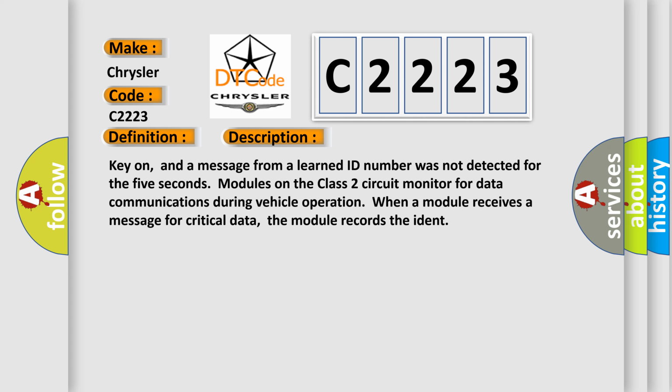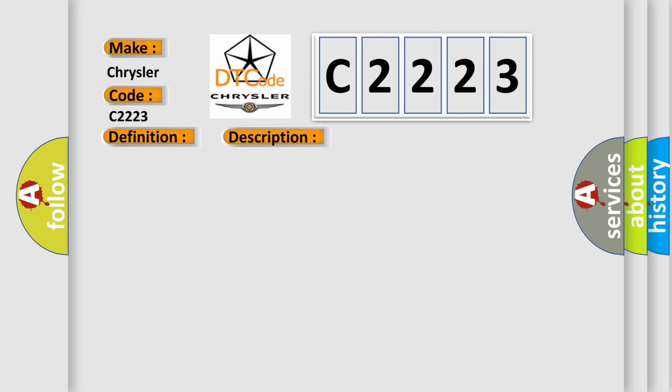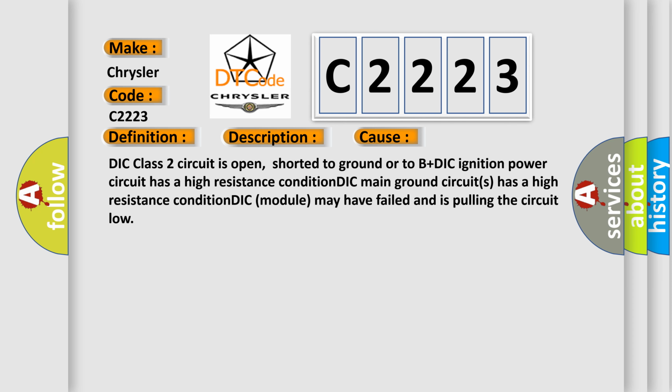Key on, and a message from a learned ID number was not detected for 5 seconds. Modules on the Class 2 circuit monitor for data communications during vehicle operation. When a module receives a message for critical data, the module records the ID. This diagnostic error occurs most often in these cases. DIC Class 2 circuit is open, shorted to ground or to B+. DIC ignition power circuit has a high resistance condition. DIC main ground circuits have a high resistance condition. DIC module may have failed and is pulling the circuit low.